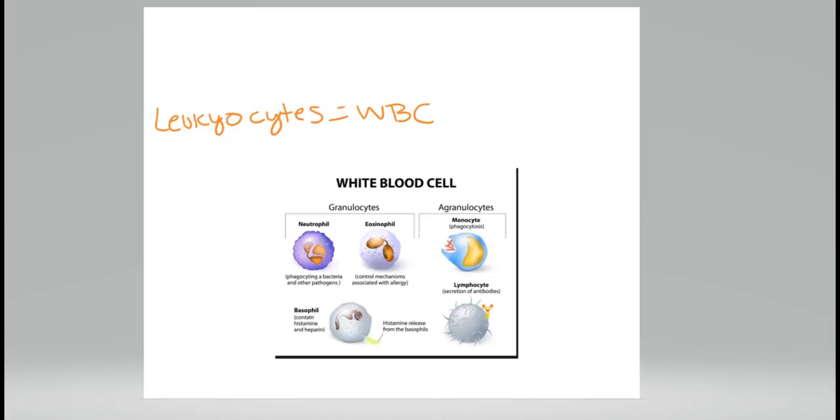Okay, so you have 5 types of white blood cells, and these are broken down into 2 categories: granulocytes and agranulocytes. Basically that just means that granulocytes have a grainy appearance, with little dots inside of the cell, and agranulocytes don't. They lack those grainy structures.